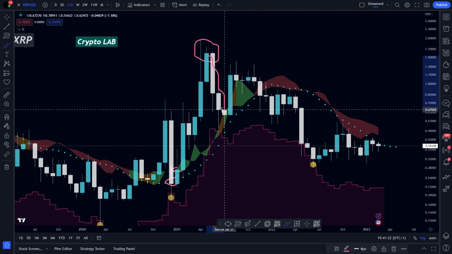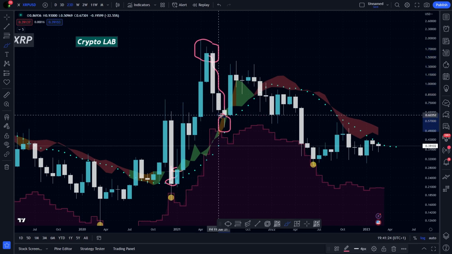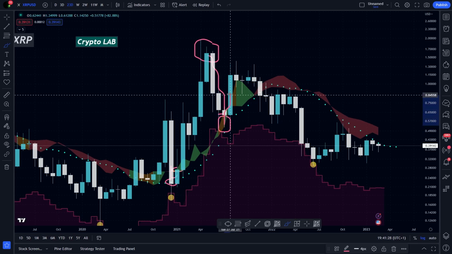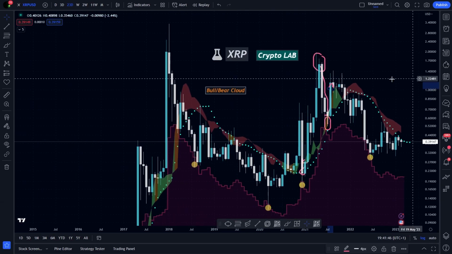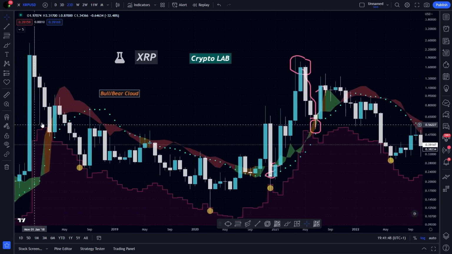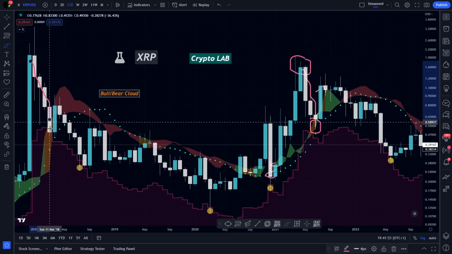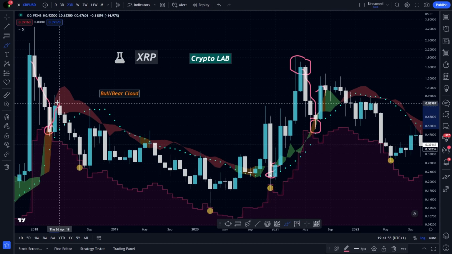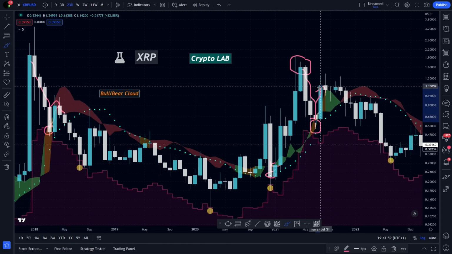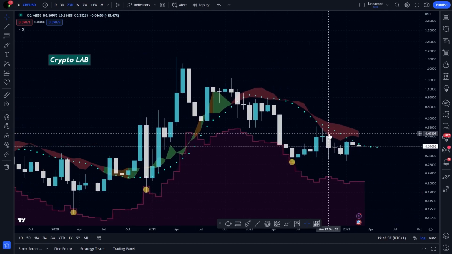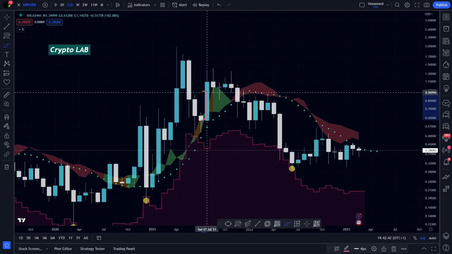Then, of course, we had our major top in the current cycle. We came back down to retest the cloud once again, and every time that we retest the cloud, we have a huge bounce to the upside. The exact same thing happened in 2018. You remember when we were there, we came back down, we tested the cloud, huge bounce to the upside. Here it was exactly the same scenario.